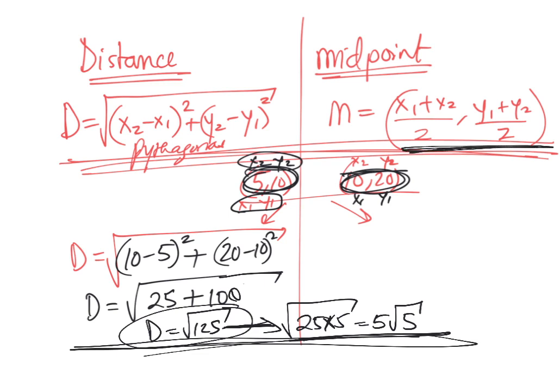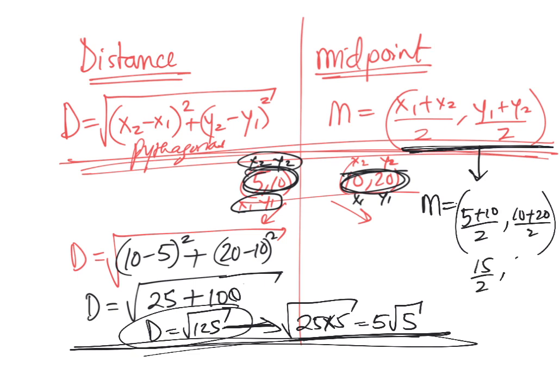Over here, we would have the midpoint, which is equal to x1 plus x2 over 2, so 5 plus 10 over 2, and then y1 plus y2 over 2, so 10 plus 20 over 2. So you have 15 over 2, comma 30 over 2. So 7.5, comma 15. That's the midpoint, right? You do x1 plus x2 over 2 and y1 plus y2 over 2. And that gives you the midpoint for the problem in question.